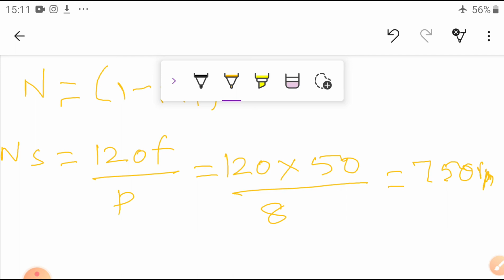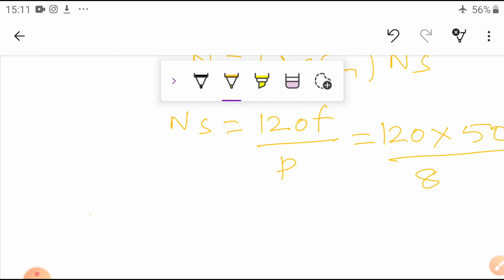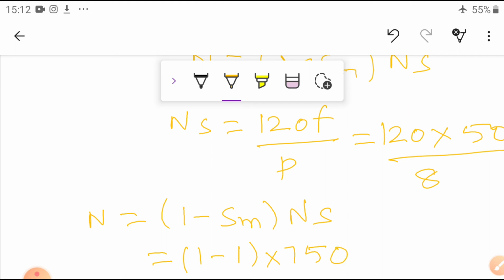So we know Ns, substitute the value. So N is equal to (1 minus Sm) into Ns. Substitute 1 minus Sm, what is the value? We got 1. So that is 1 into Ns equal to 750 RPM. 1 minus 1 is equal to 0. That means the speed at which maximum torque occurred is 0 RPM. This is the second part.